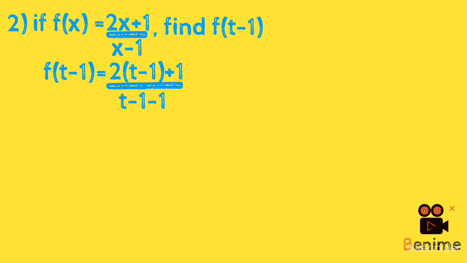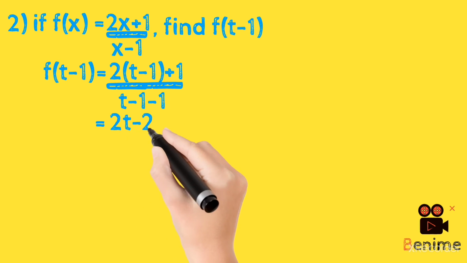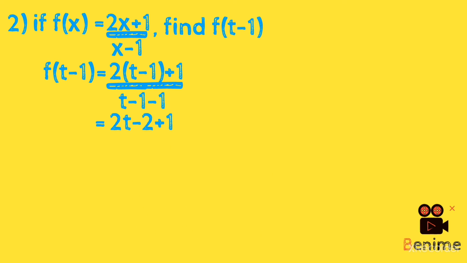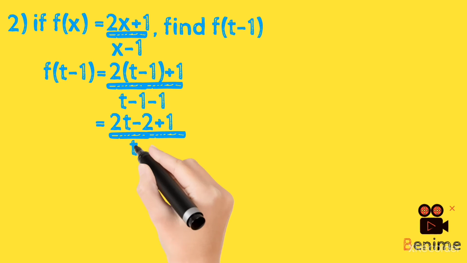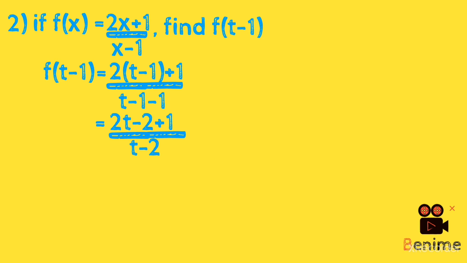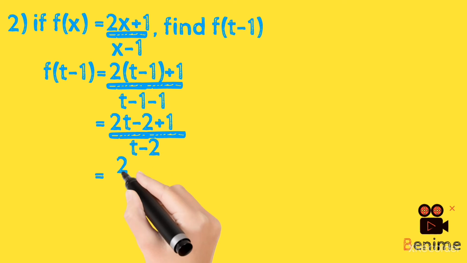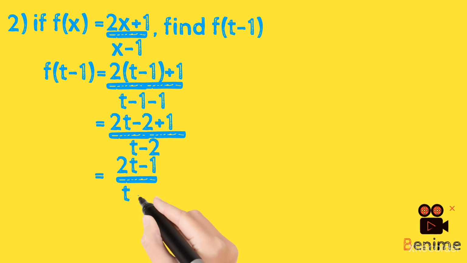Opening the bracket in the numerator, you get 2t minus 2 plus 1, all over the denominator, where minus 1 becomes minus 2. So that's 2t in the numerator, and you have minus 2 plus 1, which gives you minus 1. So you have (2t minus 1) all over (t minus 2). And that's the value of the function when x is t minus 1.